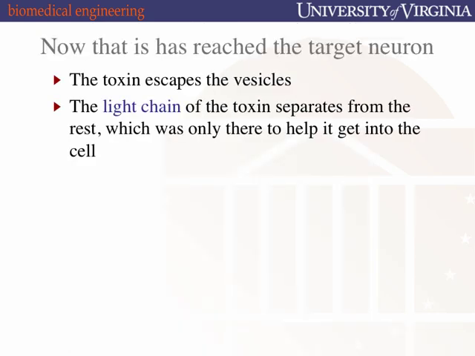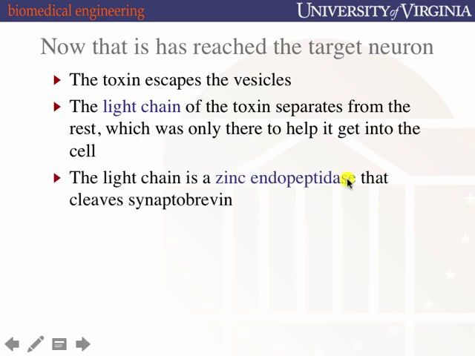All right, so this is just me writing it out. Toxin escapes the vesicles through that harpoon mechanism. The light chain separates from the rest through a proteolytic cleavage. And the light chain is what we call a zinc endopeptidase. So this is in a large class of proteins known as metalloproteases. It means they need a metal ion. They need a divalent cation usually in order, always actually, for their activity.